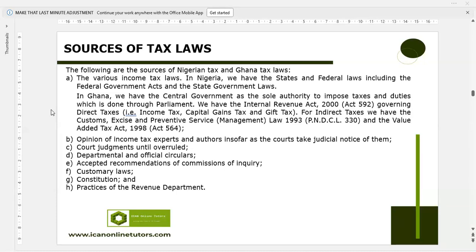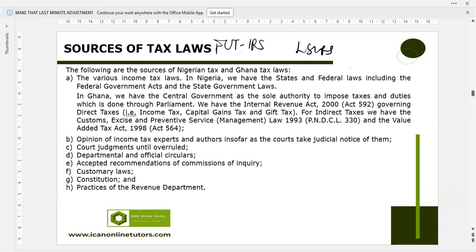In Nigeria, unlike in Ghana, we have a decentralized tax system. The federal government has its own, which is the Federal Inland Revenue Service. Then the state governments have their own too, which we call state internal revenue services. In Lagos State, we have the Lagos State Internal Revenue Service. If you're in Lagos, you must have been seeing them. In Abuja, we have the FCT IRS, the Federal Capital Territory Internal Revenue Service. We have it across all the states in Nigeria.